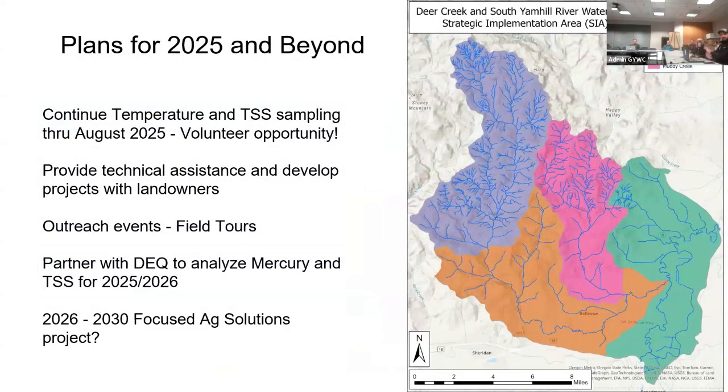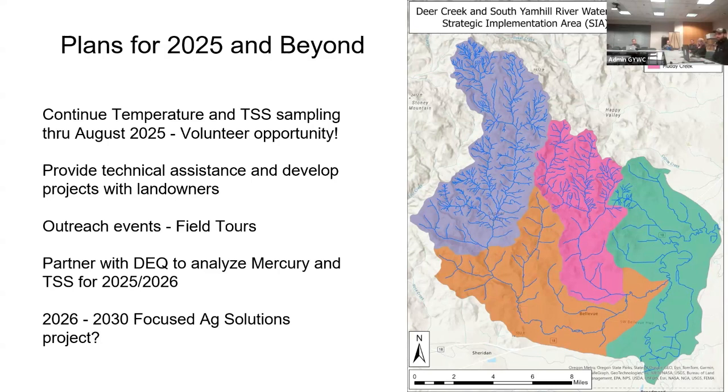So that's the presentation as a whole, and now the plans for 2025 and beyond. I'm going to stop doing temperature and total suspended solids sampling at the end of August next year. That's kind of 2 or 3 full years of data collection there. If anybody's interested, there are always volunteer opportunities to do that with me. We're going to continue to provide technical assistance and develop projects with landowners. We are seeking some outreach events or field tours. So if there are any interested landowners who would like to have people on their properties to showcase what they've been doing, that would be great to hear about.